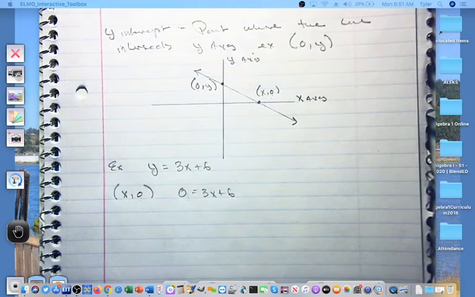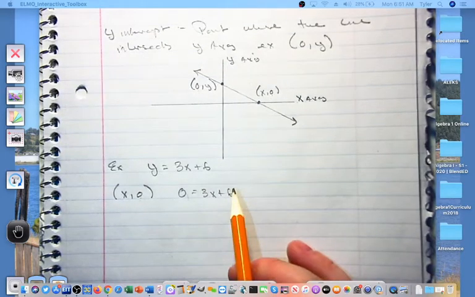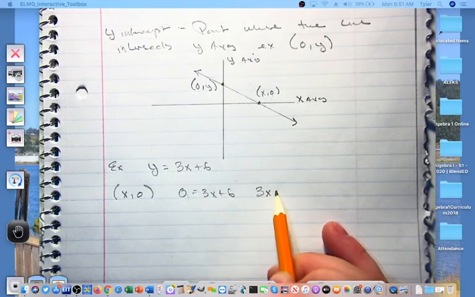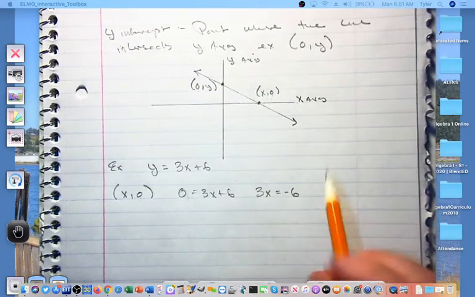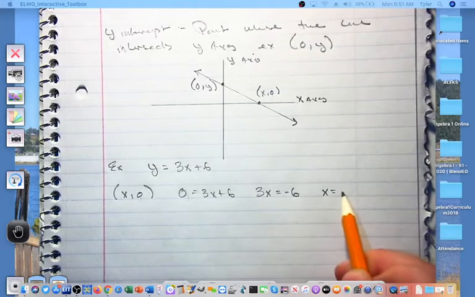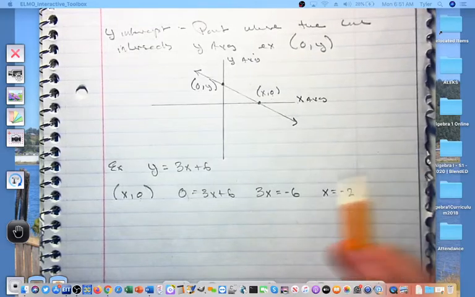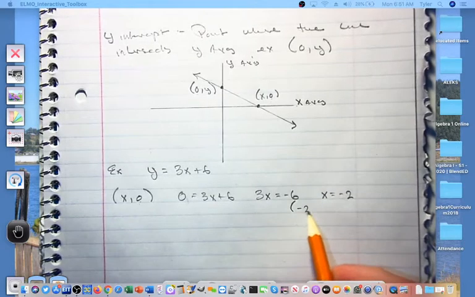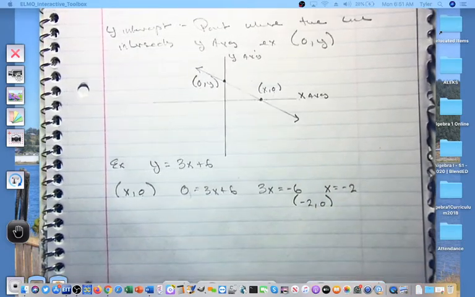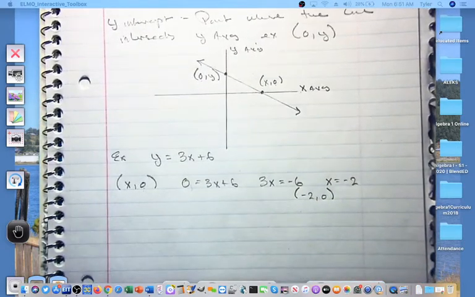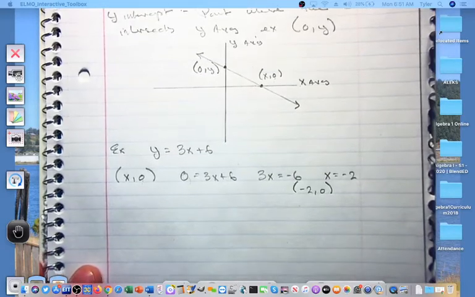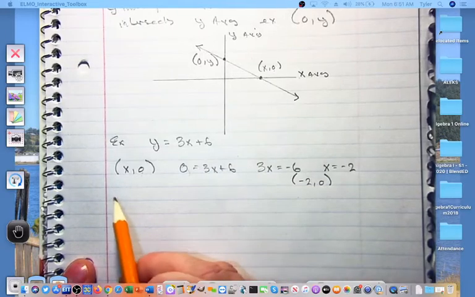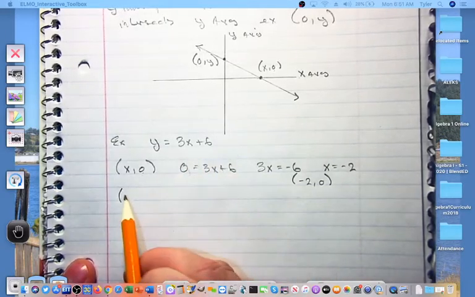This isn't going to be too hard of an equation to solve, so I'm going to go ahead and subtract 6 from both sides. That gives me 3x is equal to negative 6. And when I solve this, I discover that x is equal to negative 2. That means that my x-intercept is going to be the coordinate negative 2, 0. Now I just need another point, my y-intercept, and I can graph these 2 points, and I should have this line accurately graphed.